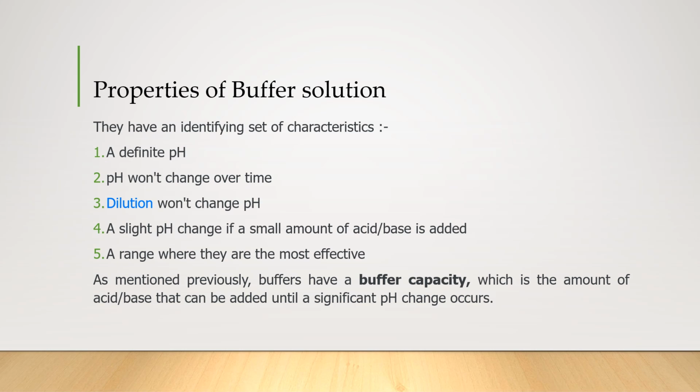On dilution, the pH of the buffer solution would not be changed. There is only a slight change in pH if a small amount of acid or base is added. And the last point, it works most effectively at its buffer range. A buffer solution is characterized by these 5 points. If all 5 points are followed, that means the buffer solution is a standard and good quality buffer solution. So this good quality buffer solution is used in pharmaceutical companies and pharmaceutical products.